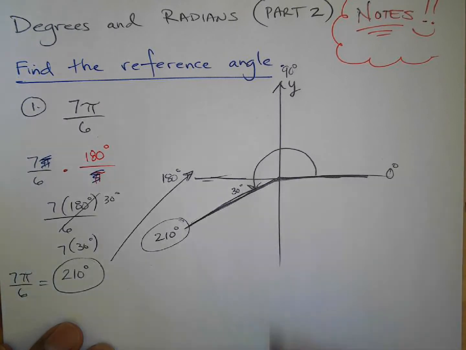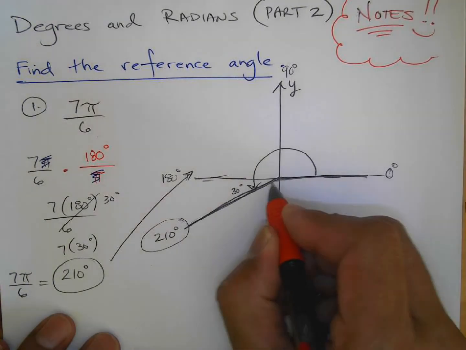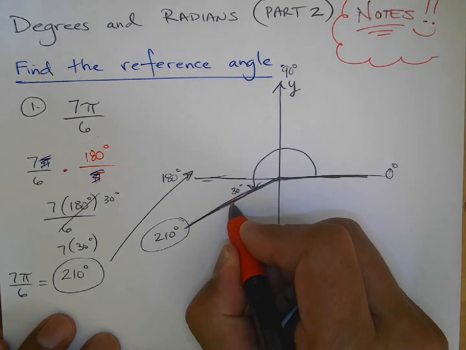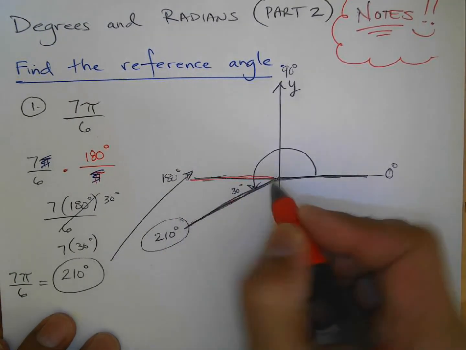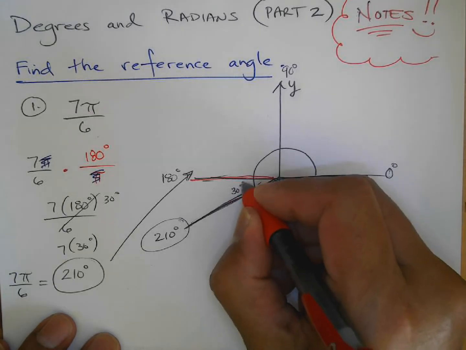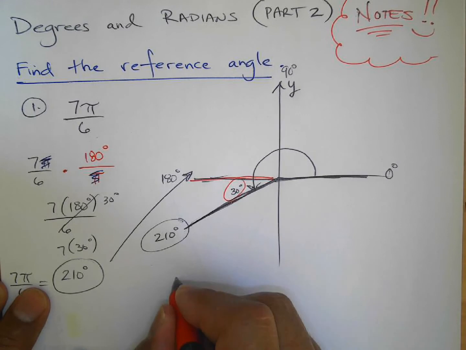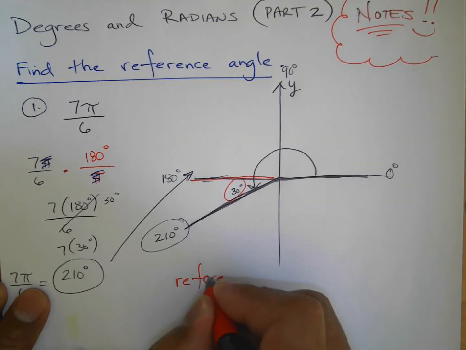But the question is, what's the reference angle? Well, remember, reference angle is the angle that is created using the terminal side and the x-axis. So this is your angle. This is your reference angle right here. The answer is 30 degrees. Your reference angle is 30 degrees.